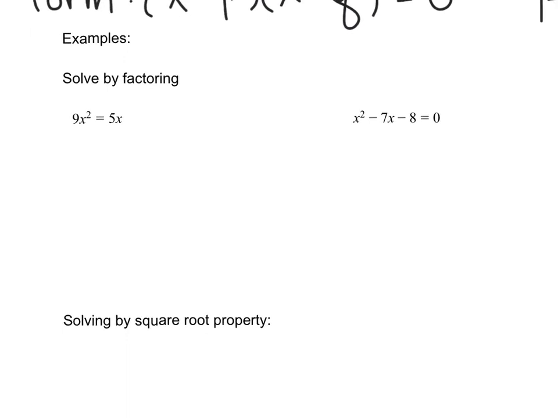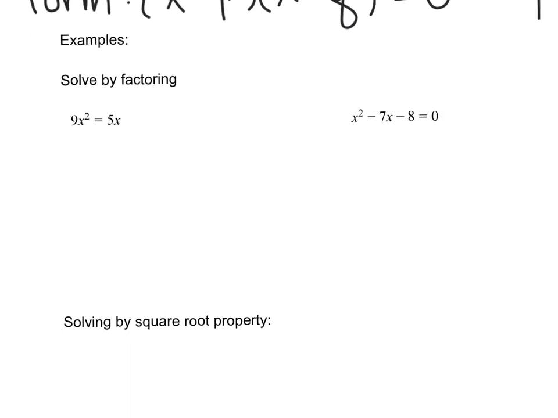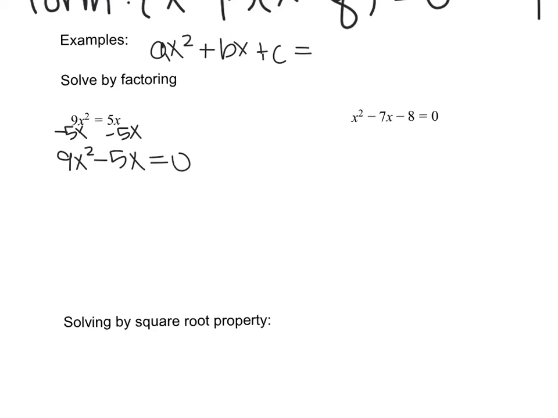So we have 9x squared equals 5x. That is not in the form. So remember, you want ax squared plus bx plus c equals 0. So the first thing we need to do is get it in that form. So we're going to subtract 5x from both sides. So we're going to get 9x squared minus 5x equals 0.